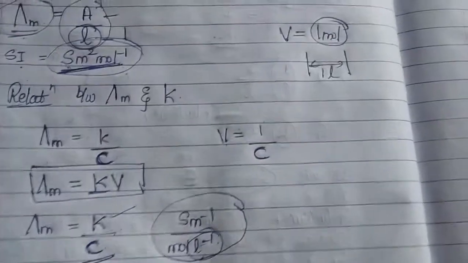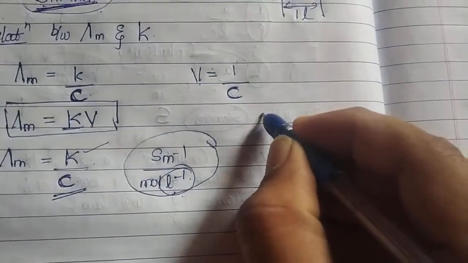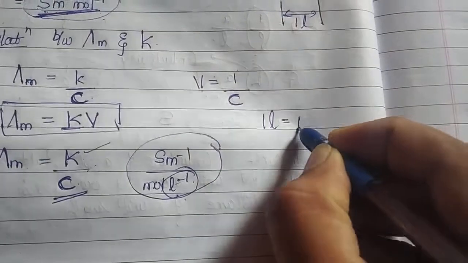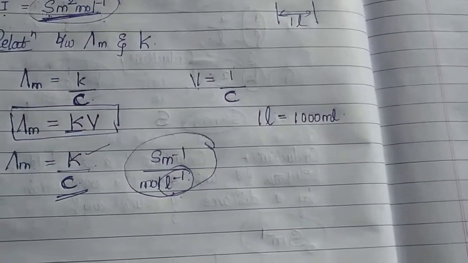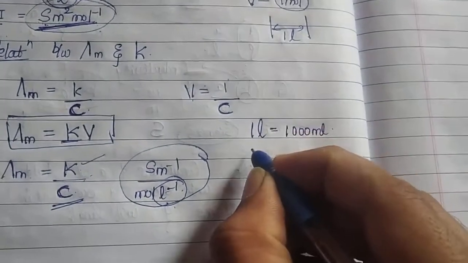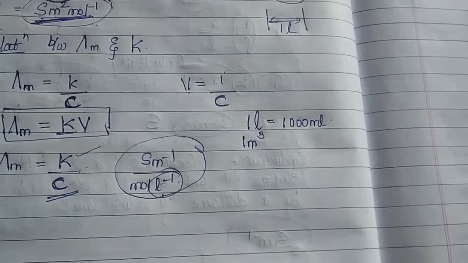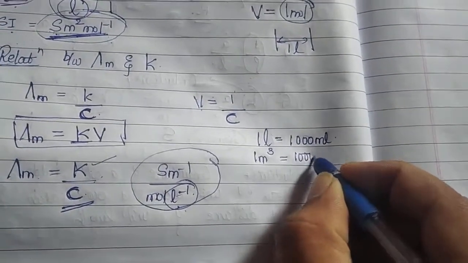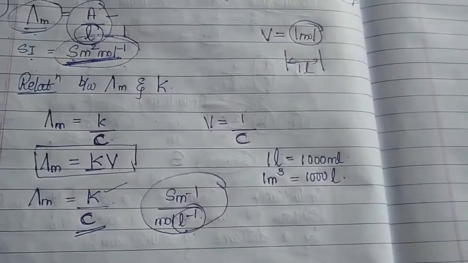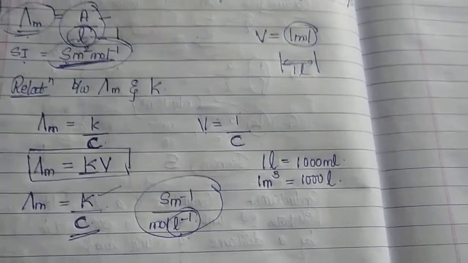Let us see what will happen. So what are the things we know? First of all, we know that 1 liter is equal to how many mLs? 1000 mL. Can I write it in this way? In other words, I could also write it as 1 meter cube. 1 meter cube is equal to how many liters? It is equal to 1000 liters. 1 meter cube is equal to 1000 liters. Are you getting my point?